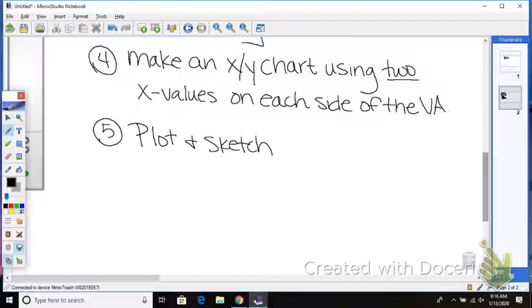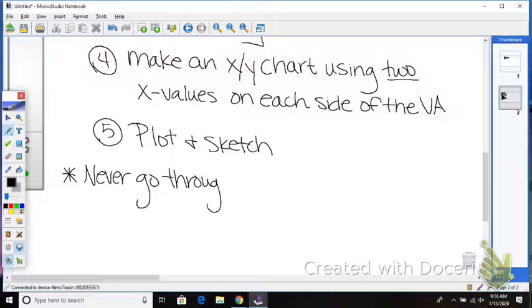Some things you need to know that are important. You never go through a vertical asymptote. So when you have a vertical asymptote drawn in there, you can't cross it. You can't cross that line. There are times that you're going to cross the horizontal asymptote, but the vertical asymptote, you never go through that. Okay, so when you're sketching your lines, know that they kind of block you into an area.